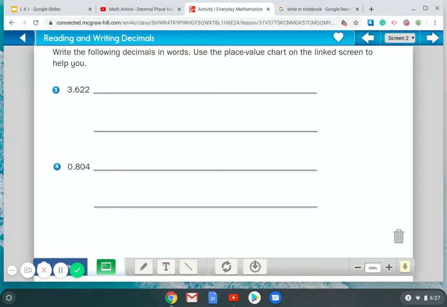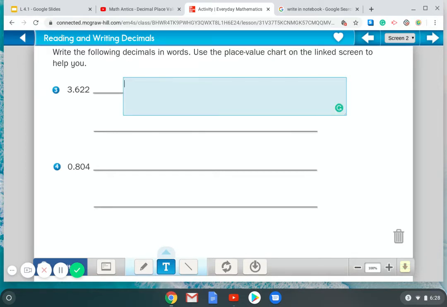Okay, if we were going to write the decimal, we would, using our place value chart, know that 3 is in the ones place, so we would have 3. The decimal is represented with the word and, and then we would take the 622 and read it like we would a whole number. So we have 622, and then to finish writing the decimal, we would identify the place value it ends on, which is the thousandths place. That means we have 3 and 622 thousandths.